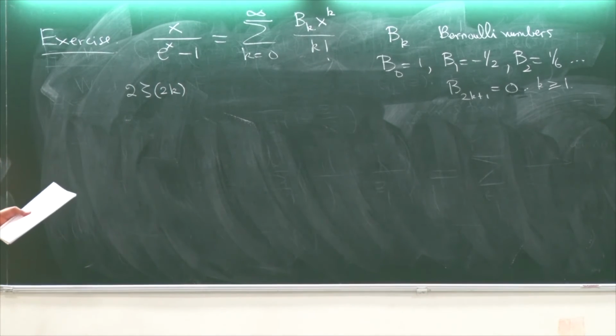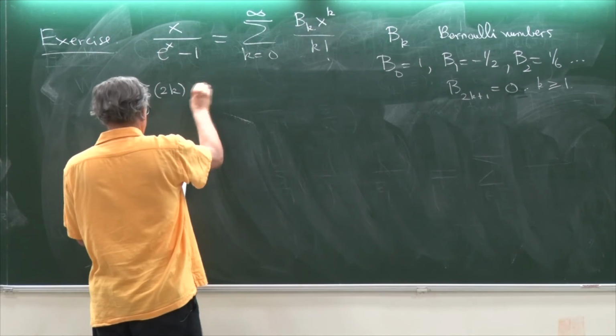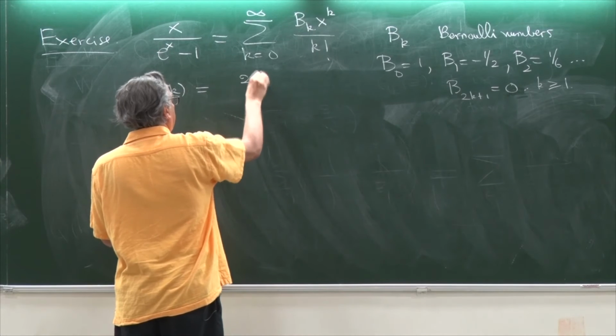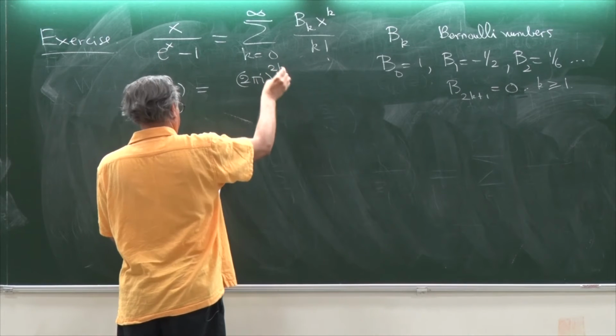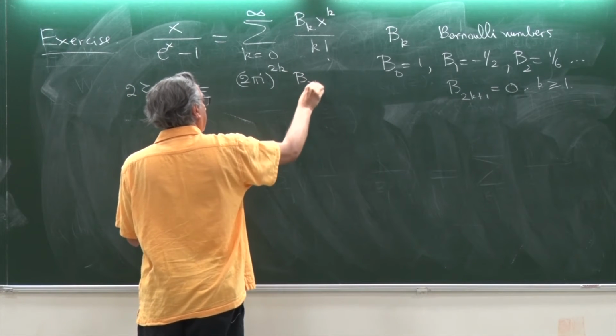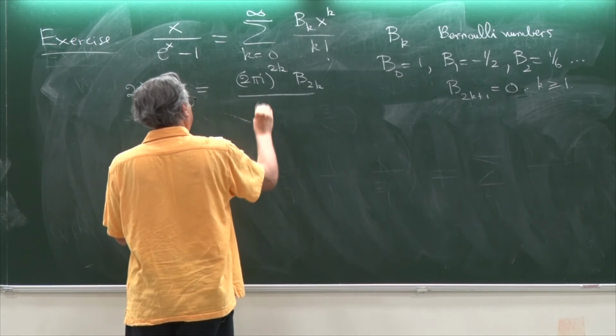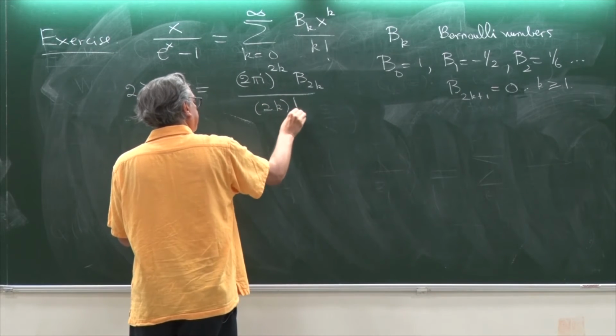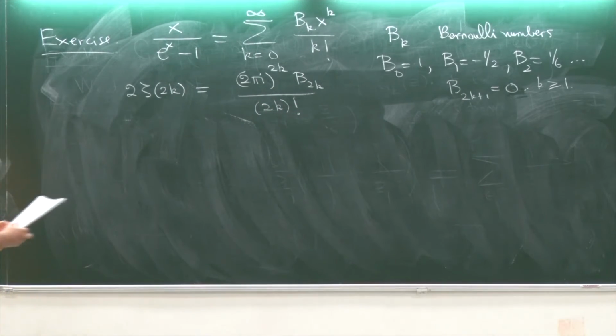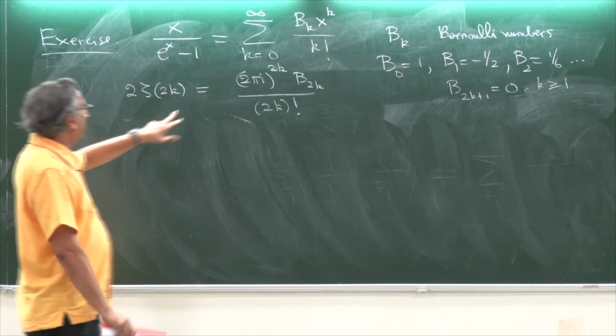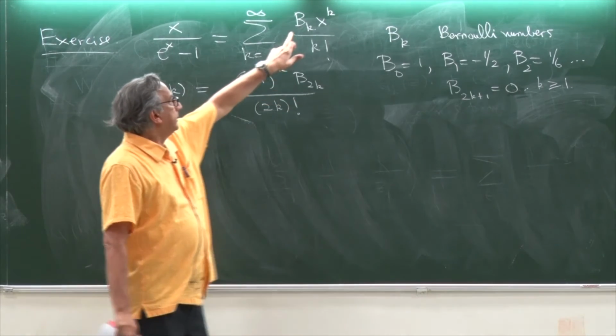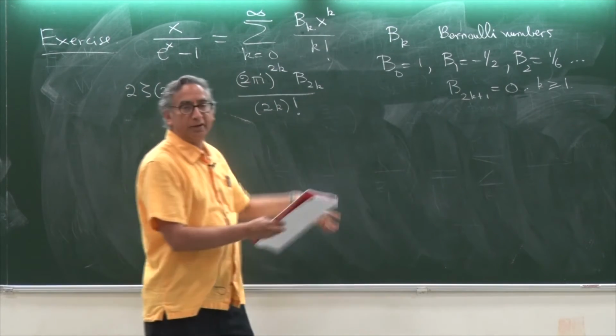product expansion for the sine function that 2 zeta 2k is simply 2 pi i to the power 2k, b sub 2k divided by 2k factorial. So if you've never seen this before, well, you're seeing it now. The point here is that these numbers, b sub k's, are all rational numbers.